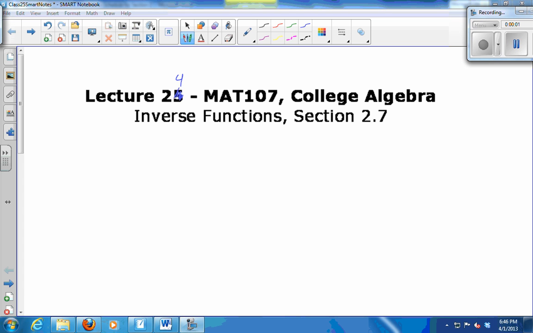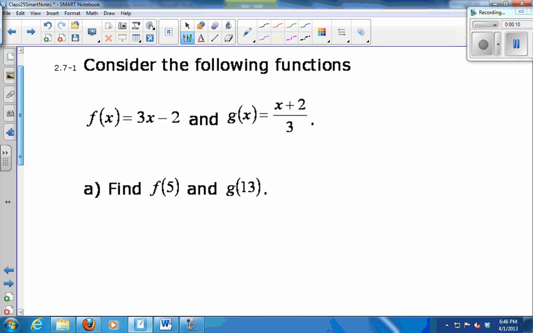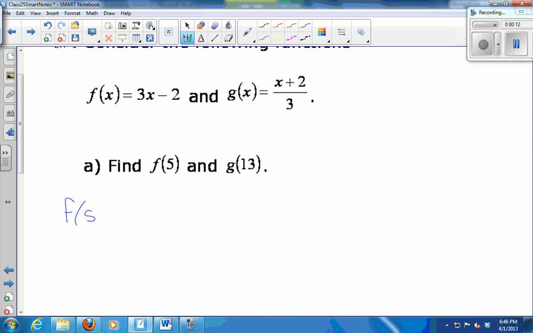Inverse functions. Okay, so here's two functions, f of x and g of x. Let's calculate f of 5. What would that be?